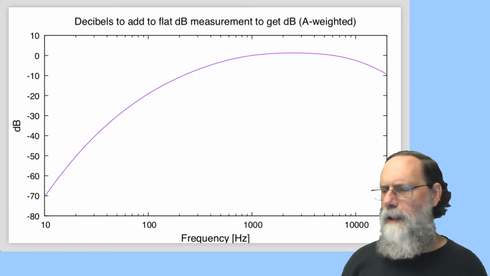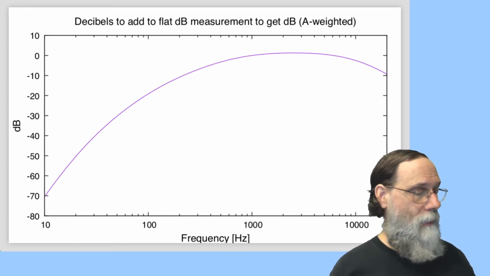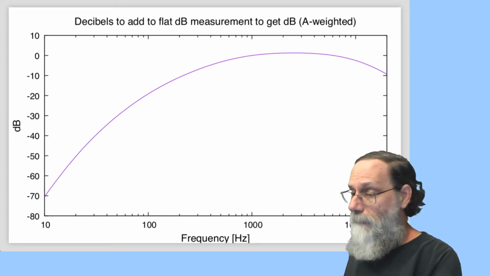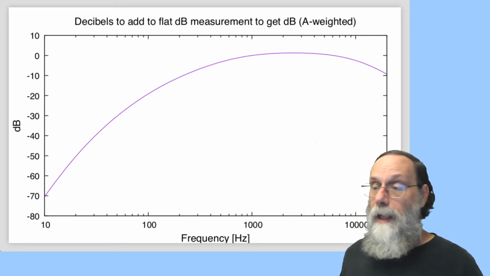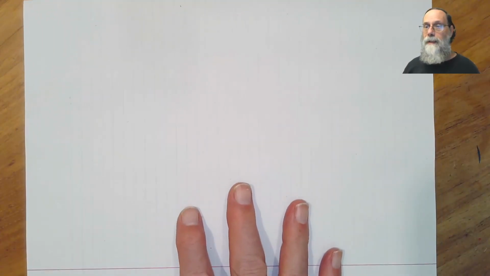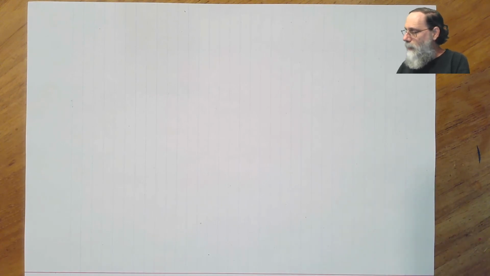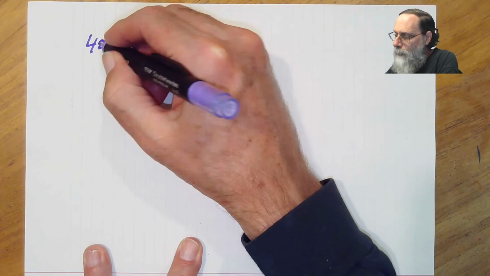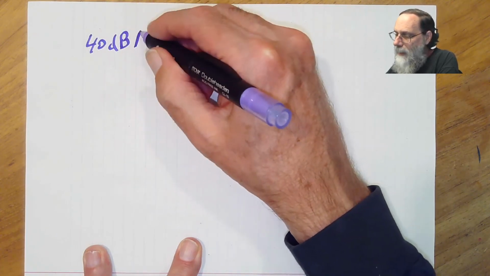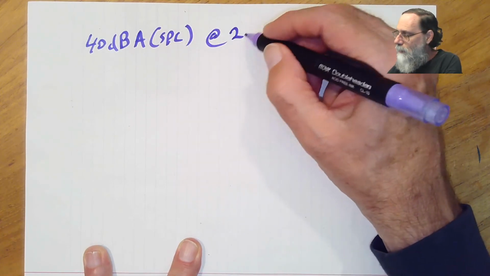Let's take a look at an example of using the A weighting scale. This example is from the book, just to see how you would figure out how much pressure is there if we've got a signal that's specified using the A-weighted sound pressure level. Okay, so the example there is that we have got a 40 dB signal, A-weighted, and it's a sine wave at, I think I said 200 hertz.